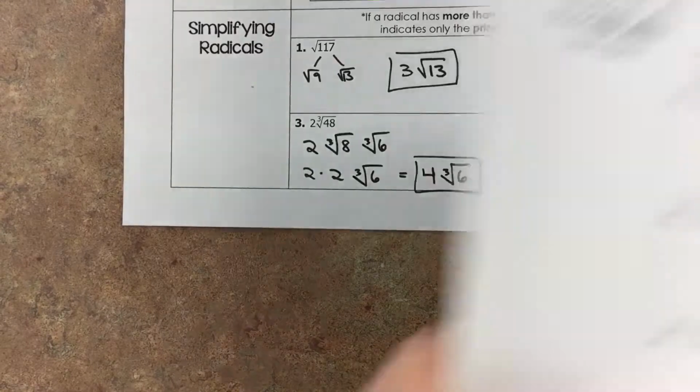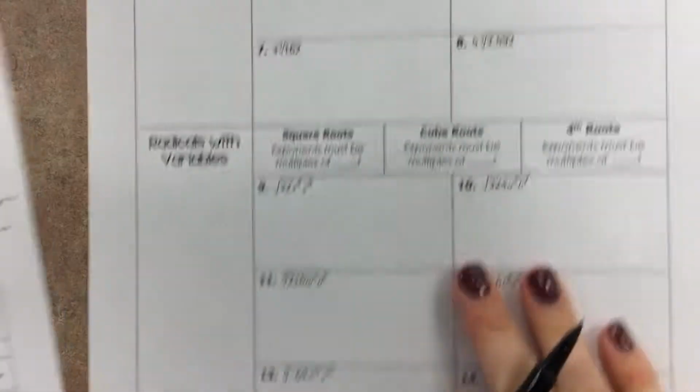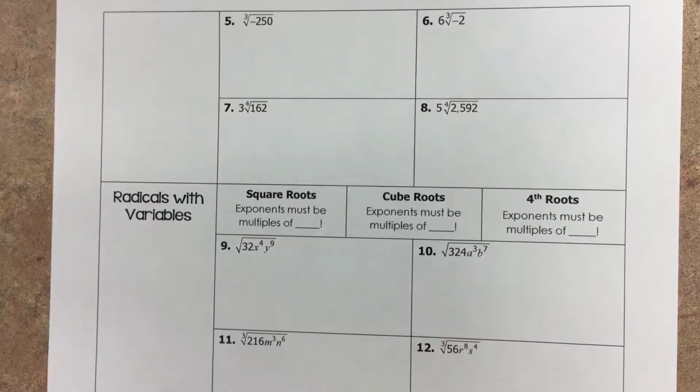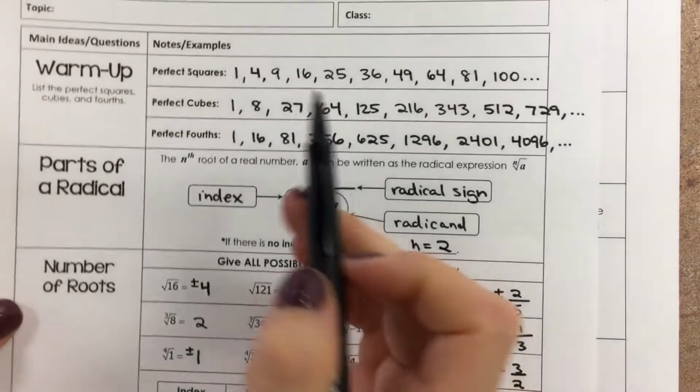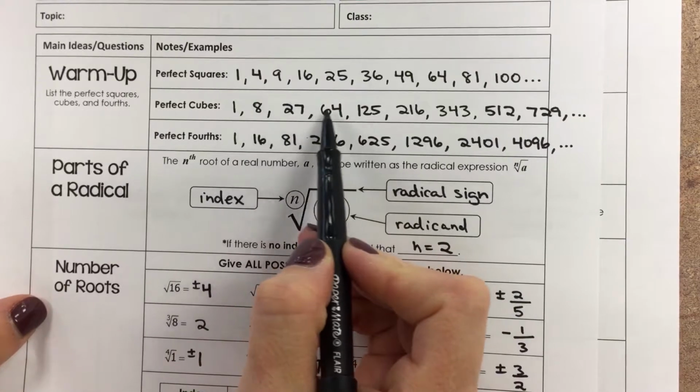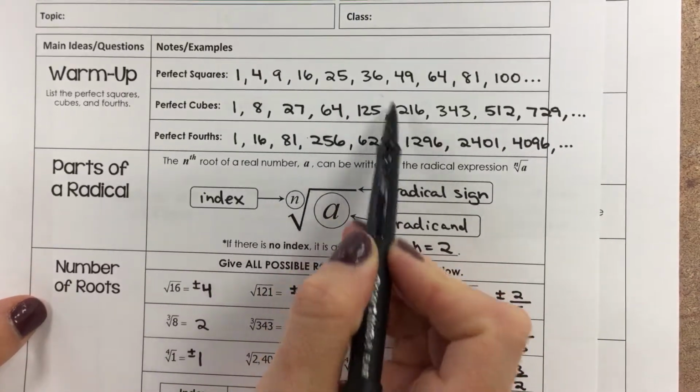Okay, so next page, we're going to look at a couple more of these. So we're going to look at number 5, our next odd question here. We're looking at another cube root. So it's -250. So I know my answer is going to be negative for sure. So for cube roots, we want to see what divides into 250. And it is divisible by 125.